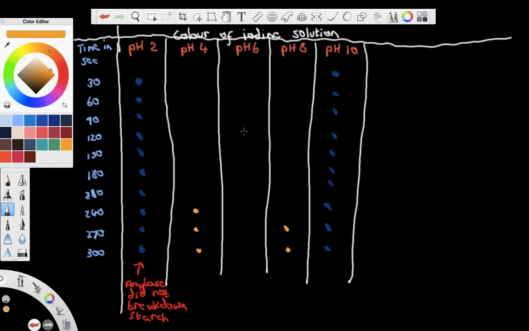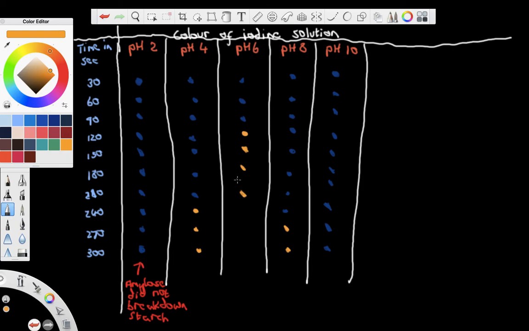But what you would find is that at one of the pHs, off the top of my head, I can't remember which one it may be, but one of the pHs would break down the starch much quicker. So you would find that, for example, pH 6 broke down the starch in 120 seconds, whereas pH 4 broke it down in 240. Once it went sort of a yellowy colour, usually you would stop, okay? Just because once it's broken it down, you don't need to continue.